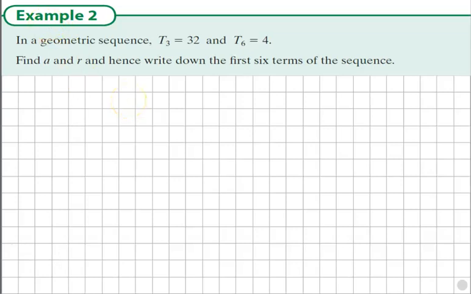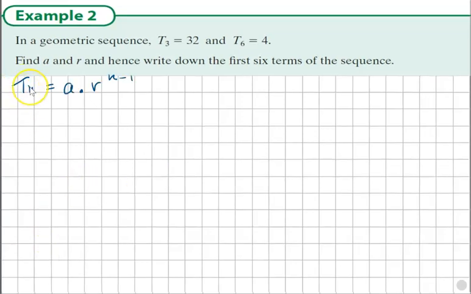Geometric sequences, example 2. In a geometric sequence, T3, so term 3, is equal to 32, and T6, so term 6, is equal to 4. Find a and r, and hence, so using what you've just found out, write down the first 6 terms of the sequence.